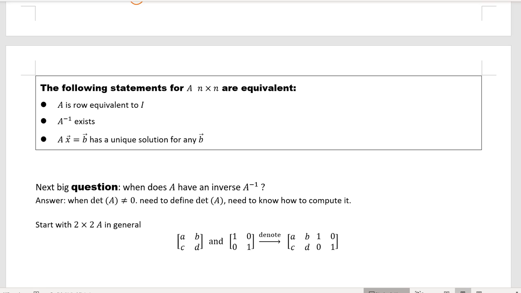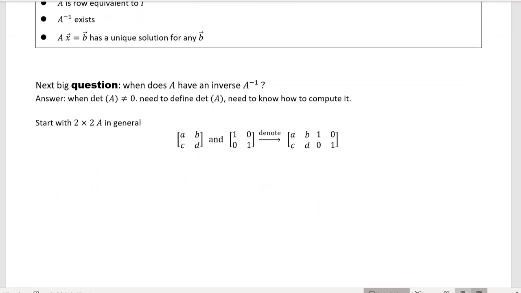So we have the following statements that are equivalent. First, A is row equivalent to the identity matrix. Because we can perform elementary row operations so that we get the reduced echelon form, the identity matrix. Next, the inverse exists, right? If A is row equivalent to the identity matrix, then the inverse exists. And we know the linear system has a unique solution for any B. Okay, so these three statements are equivalent.